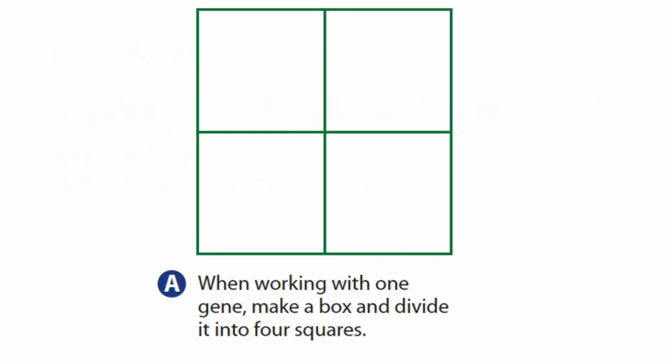First, you're going to draw a square or a rectangle, and divide it into 4 boxes. It's good to do it with a large square so that you can fill in all the letters later on, which we're going to need to.